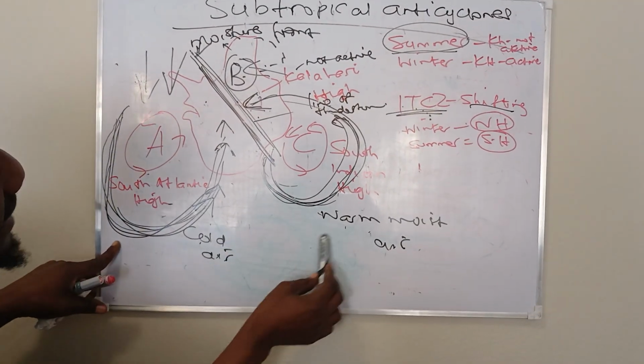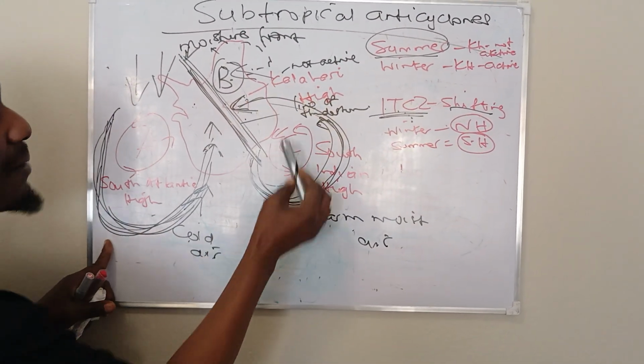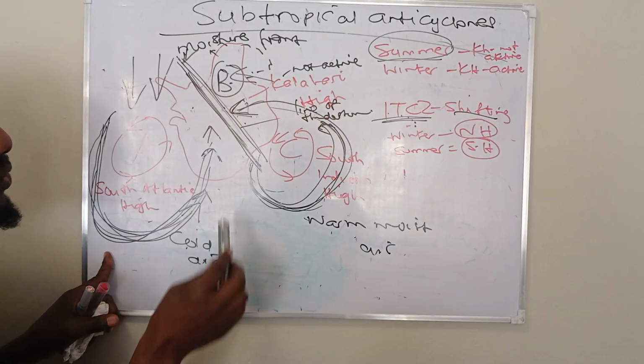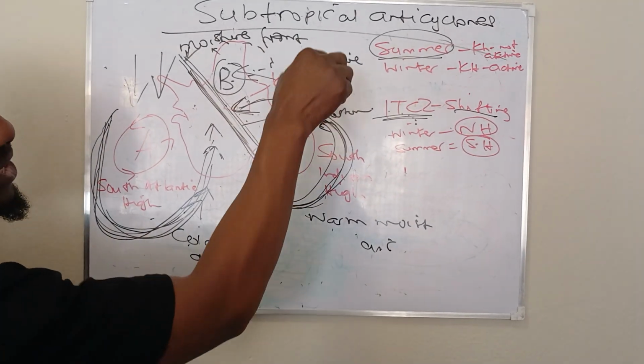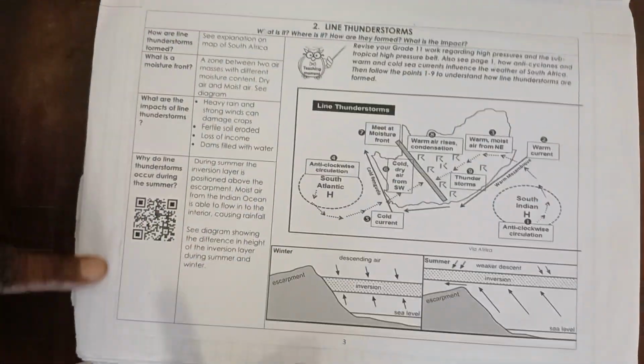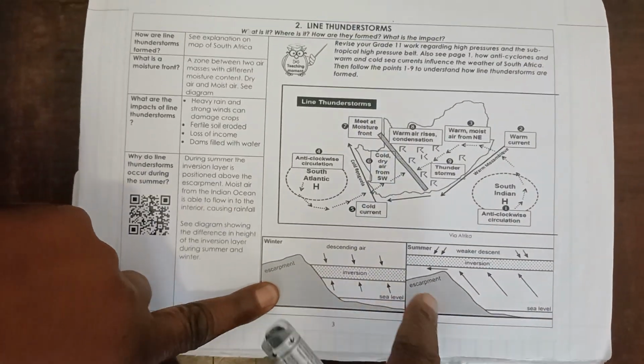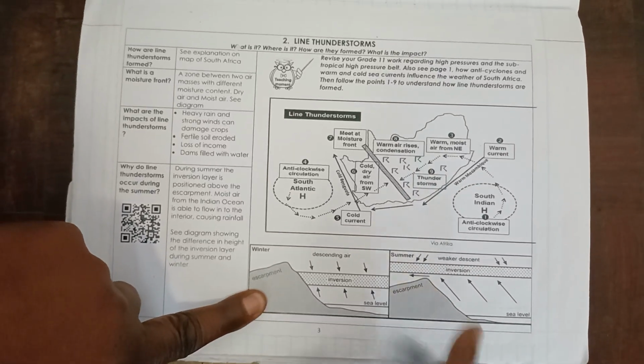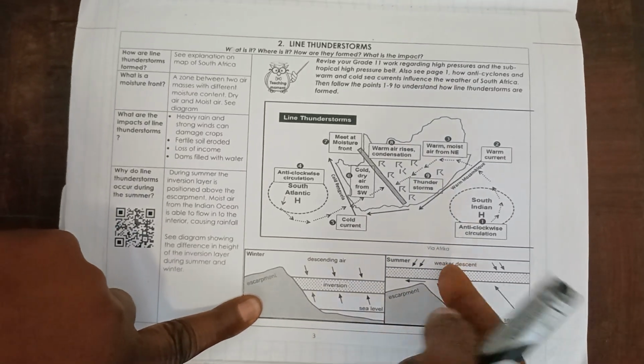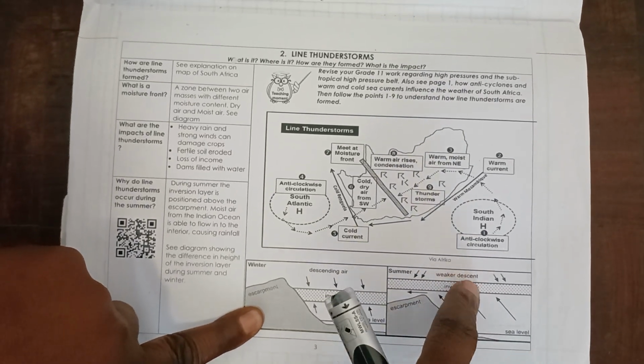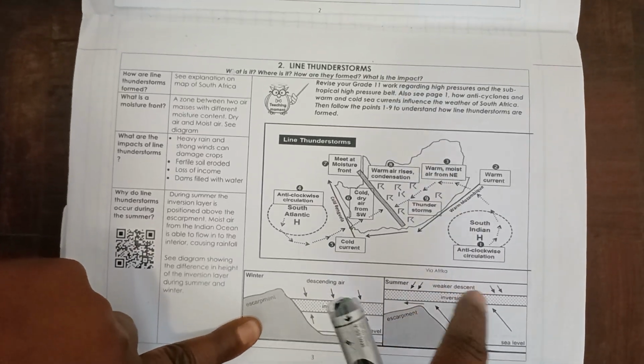Now, the warmest air, as it blows towards the interior, is able to go above the escarpment. Why? Because the Kalahari is not that active. This is the same thing that I'm explaining. So this is summer. Now the warmest air is able to go above the escarpment because there is weaker descending air due to the shifting of the Kalahari.